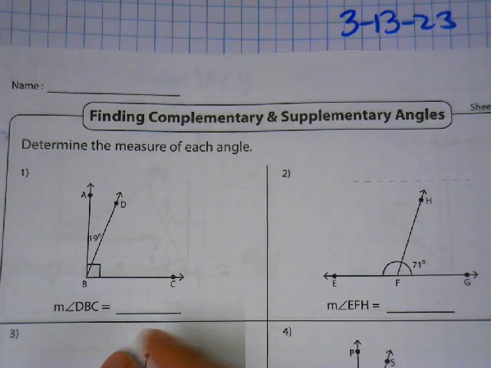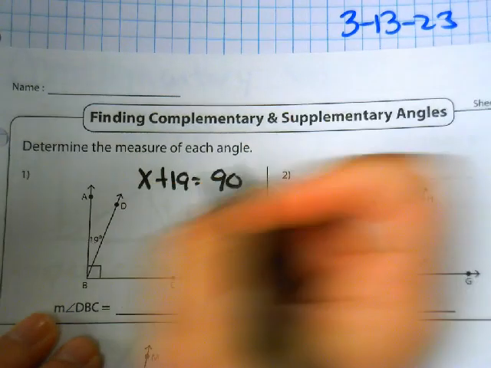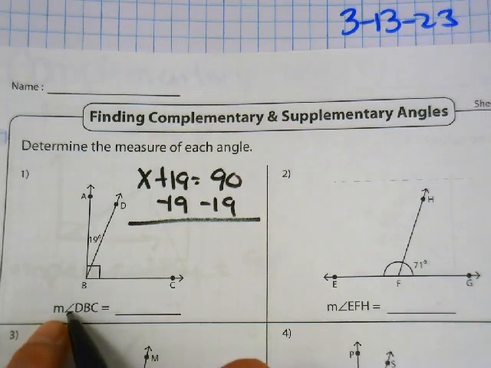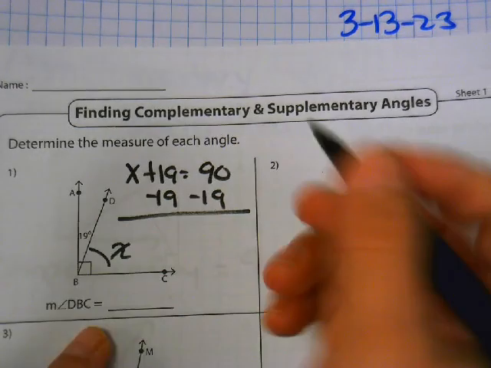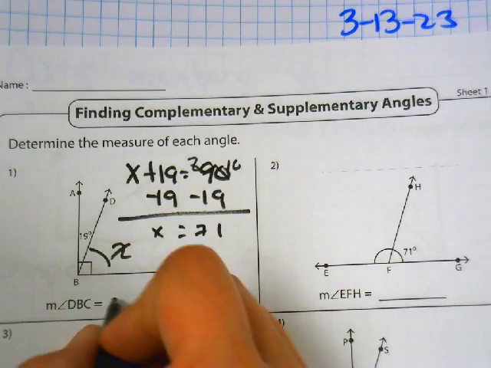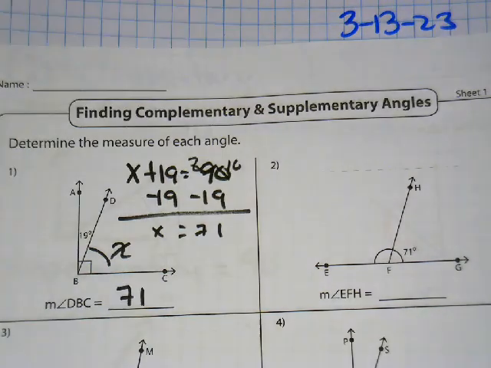Yes. So, number 1, what does it have to equal? 90, so you know that. You're trying to solve for the measure of angle DBC. So DBC, so it's this angle, right? 90 minus 19 equals 71, so X equals 71. So the measure of angle DBC is 71.